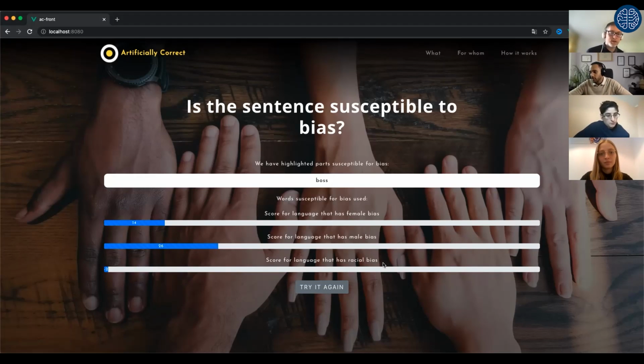Yeah, this is the way we want to go further as a team, also together with the Goethe-Institut. I think this is our goal, and this is how we started.